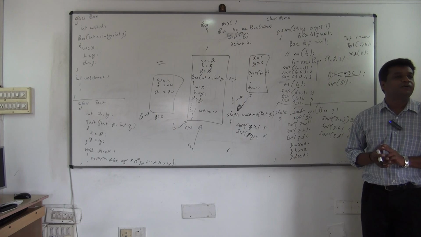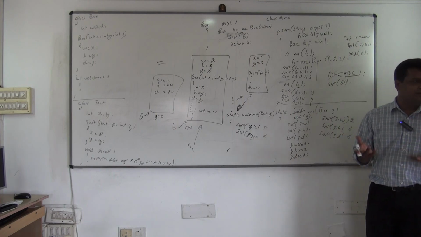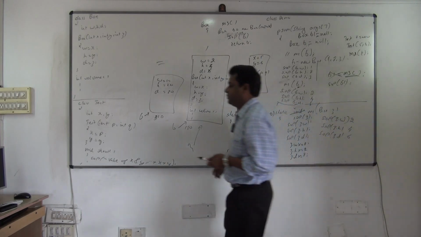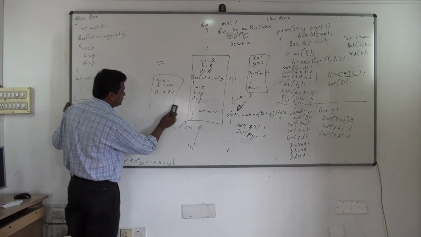Only we are seeing now user defined type. If you work with arrays, this is much similar. Okay. Shall I clear all this?